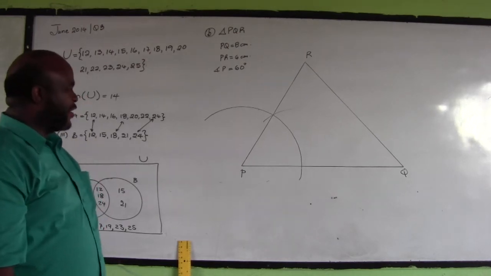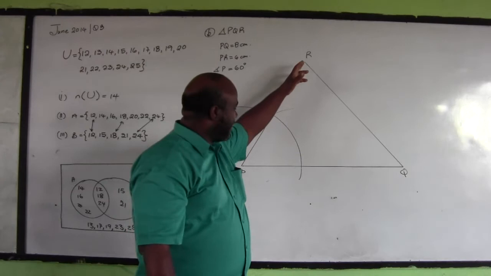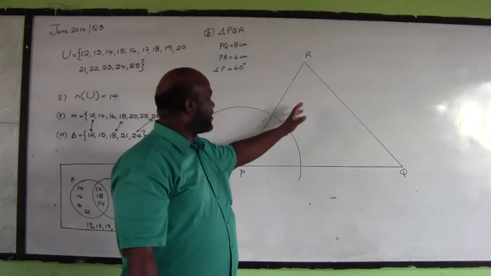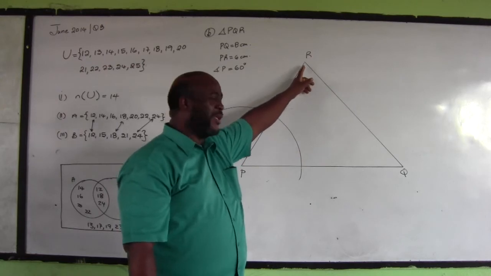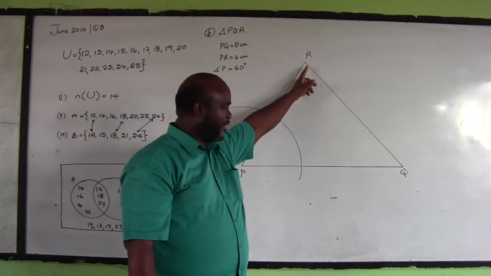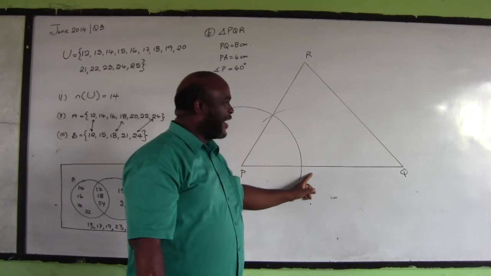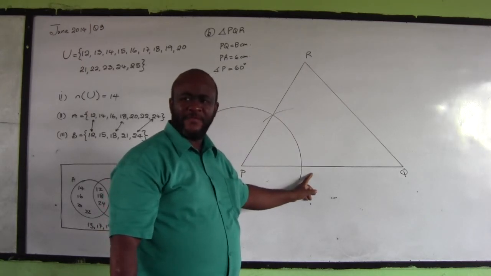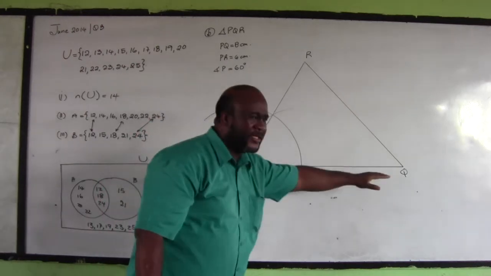Now, what I'm really asking you to do is to draw a line. The line is P what? PS? RS. So you know it has to have something to do with R. It's RS, and the line RS is what? Keep reading. RS is perpendicular to PQ.